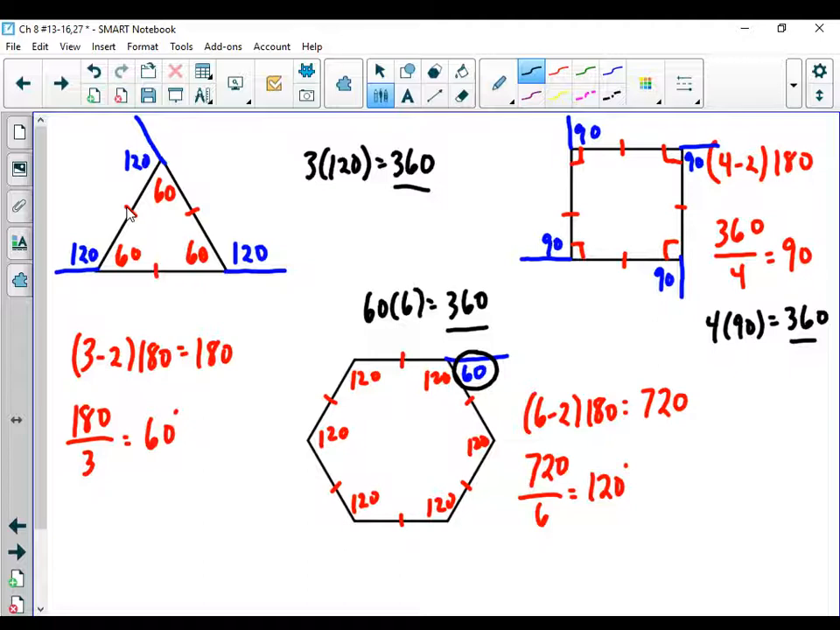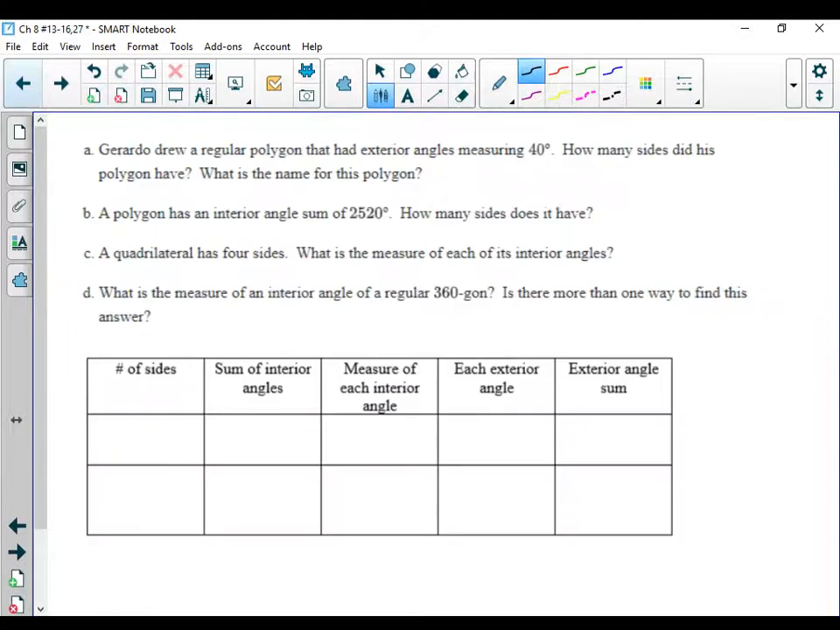All right, well, how are we going to use that? Well, here are a few examples of what you might see, and something that we'll work on especially a lot tomorrow. This first example here says that Gerardo drew a regular polygon. He found out that the exterior angles each measured 40 degrees. He wants to know how many sides his polygon had. And then he wanted to know the name for his polygon.